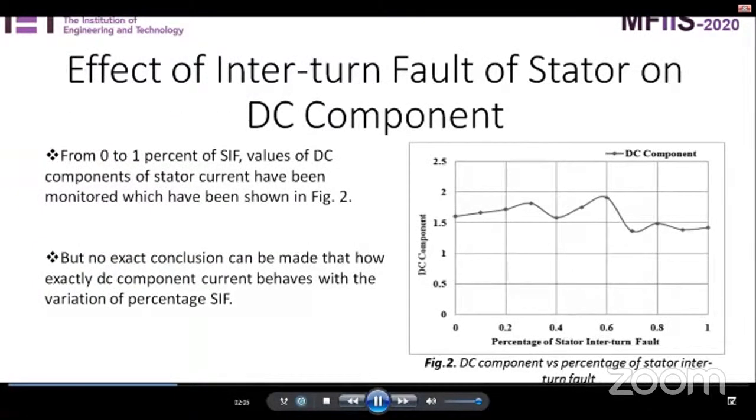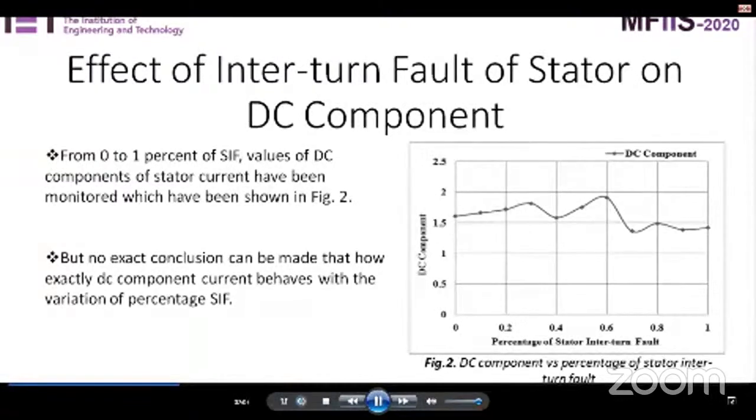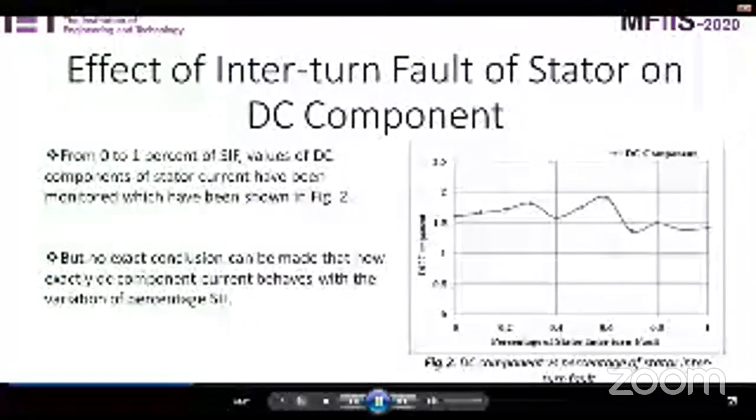Let us discuss the effect of interturn fault of stator on DC component. From 0% to 1% values of stator interturn fault, the values of DC component of stator have been monitored, which have been shown in figure 2. But from figure 2 it can be seen that no exact conclusion can be made about how exactly the DC component current behaves with the variation in percentage stator interturn fault.